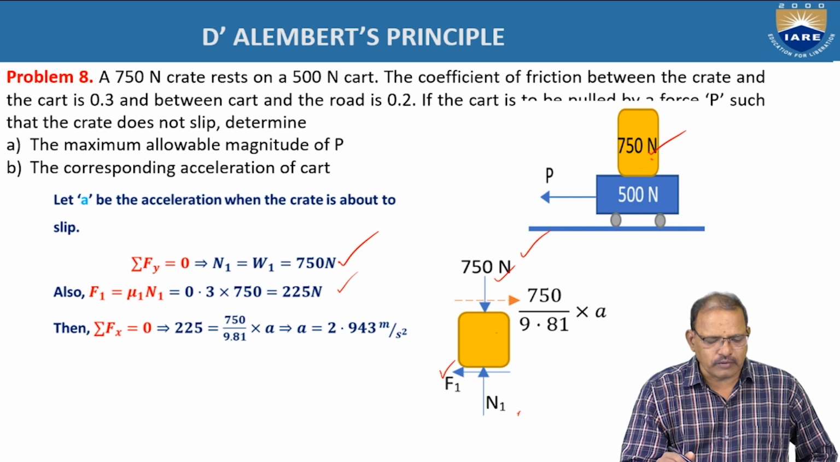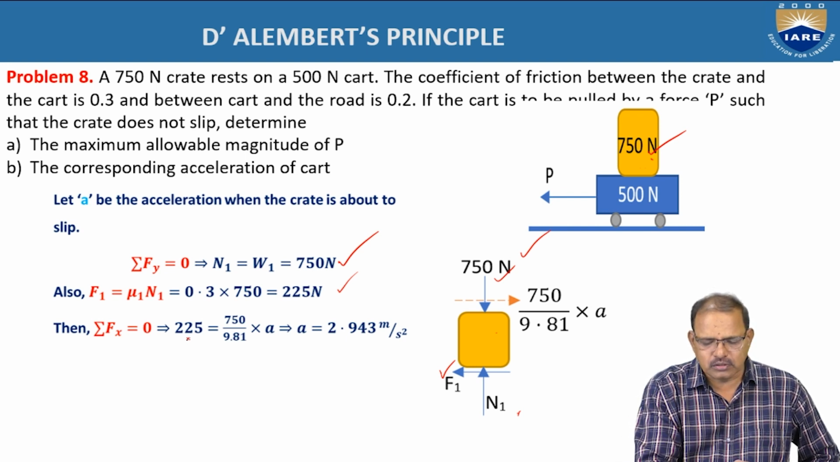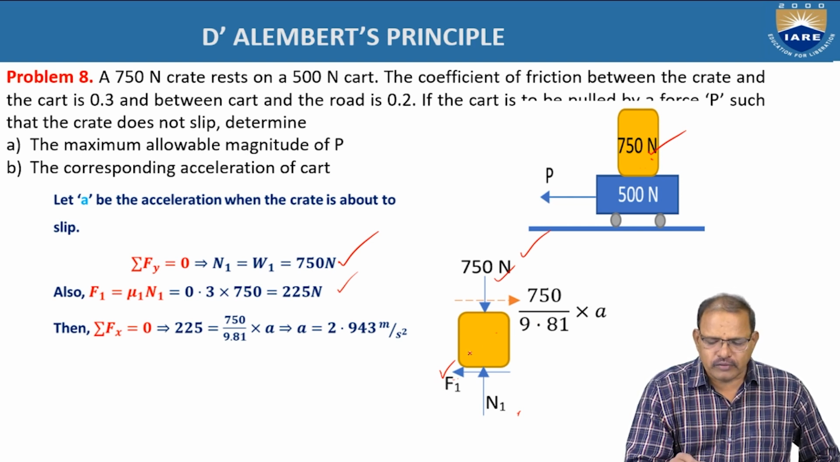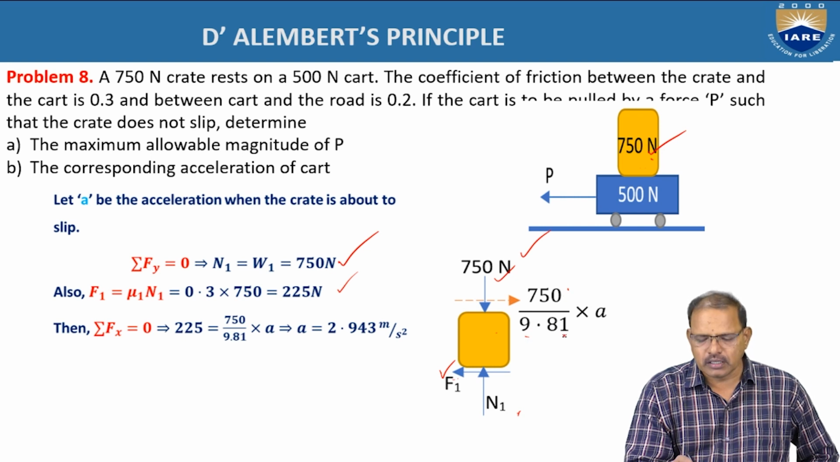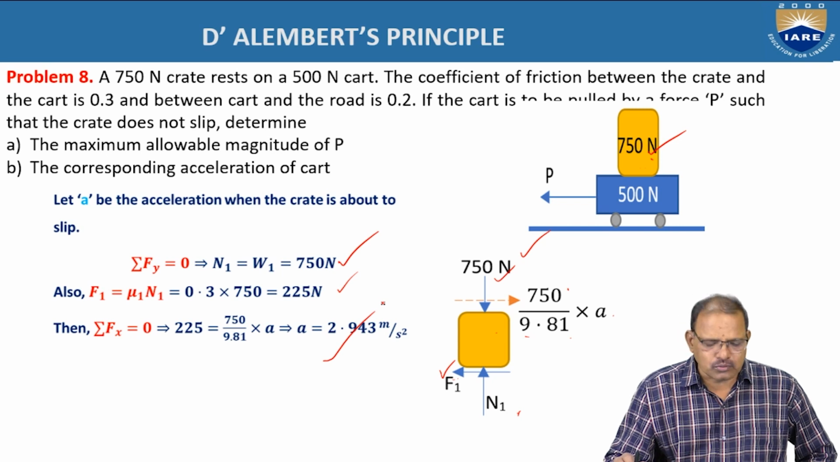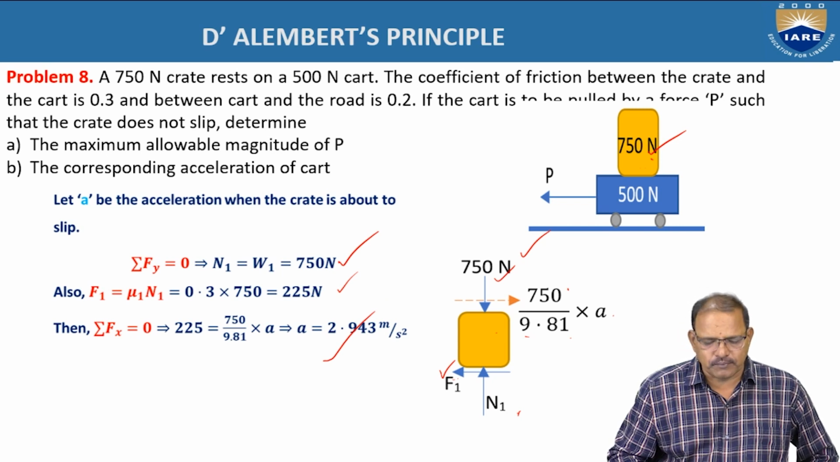So the sum of Fx is equal to 0 according to D'Alembert's principle, which is 225. It is nothing but the friction force acting toward the left hand side, which should be equal to M into A, where M into A is the inertia force. That is 750 divided by 9.81 into A. From this relation we got A equal to 2.943 meters per second squared.